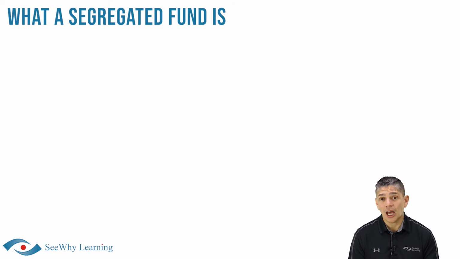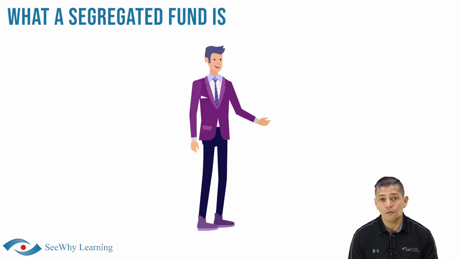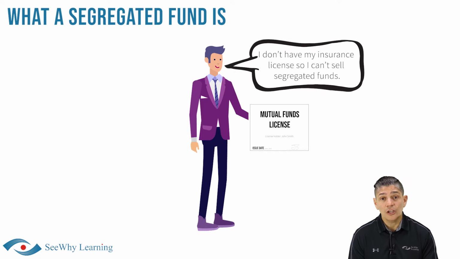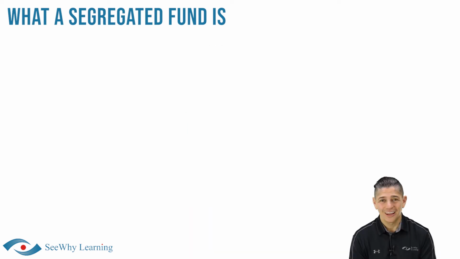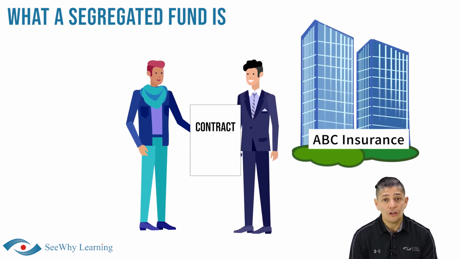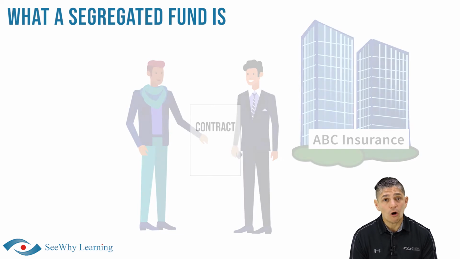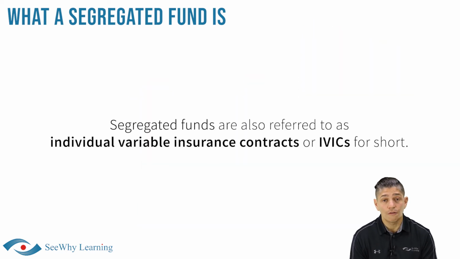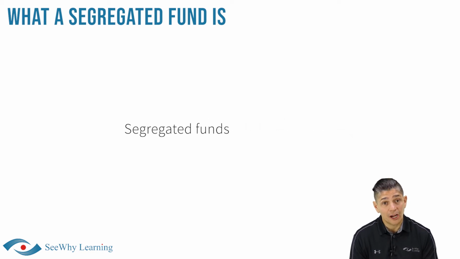Now, before proceeding, I need to point out that in order to sell mutual funds, you must be mutual funds or securities licensed. Segregated funds are an insurance product, so you need to be insurance licensed to offer them to clients. When you invest in a segregated fund, you're entering into a contract with an insurance company. This is why they're also referred to as individual variable insurance contracts, or IVICs for short. Going forward, I'm primarily going to refer to them as segregated funds, or maybe even seg funds.